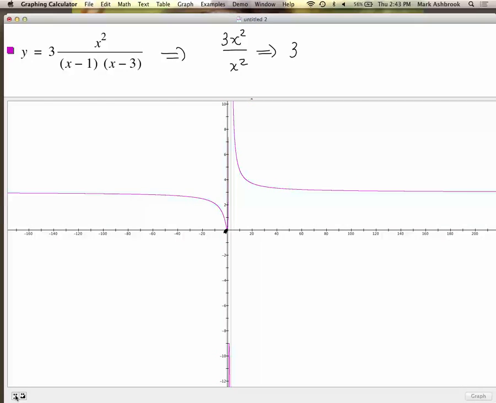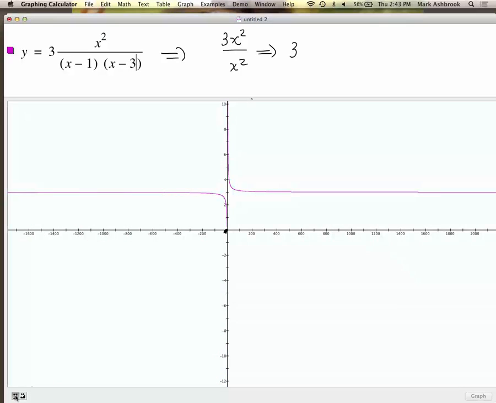For really big values of x, here I'm in 50s, hundreds. Here's the hundreds. Here's the thousands. Here's the 10,000s. I'm still graphing this graph right here. It's still this rational function, but I'm in the up to the millions now. And what is it just like? For large values of x, that rational function is just like y equals 3.